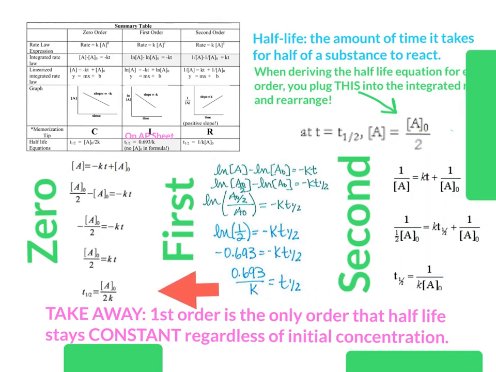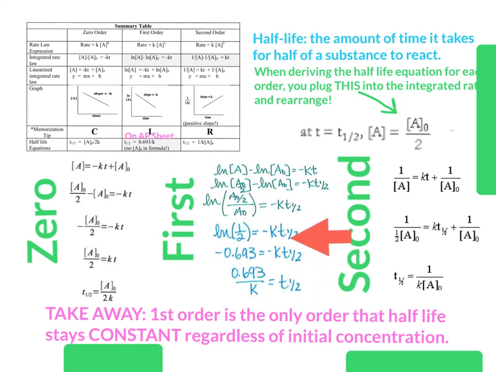When we look at the second order derivation, again, plugging in A naught over 2 for A and rearranging it, we get another equation where the initial concentration is present, and again, that will affect the half-life. That will change the half-life depending upon what that start concentration is. There will be many instances on the AP where you might have to analyze data, and looking at the data you see that every 10 seconds the concentration splits in half. That means the half-life is constant, and that means it's got to be first order.